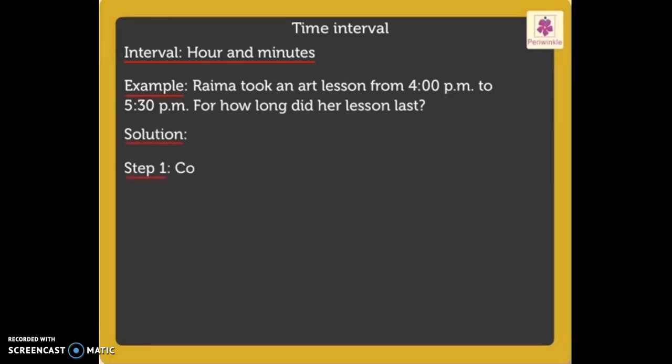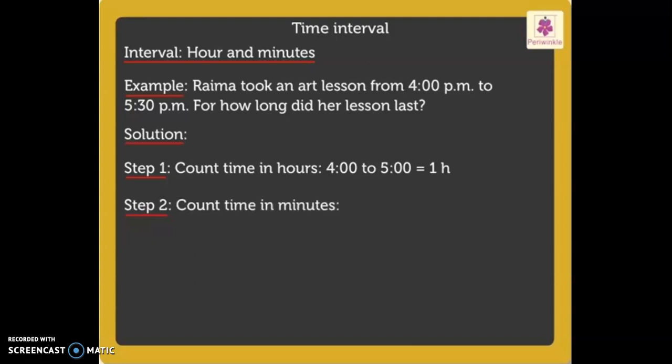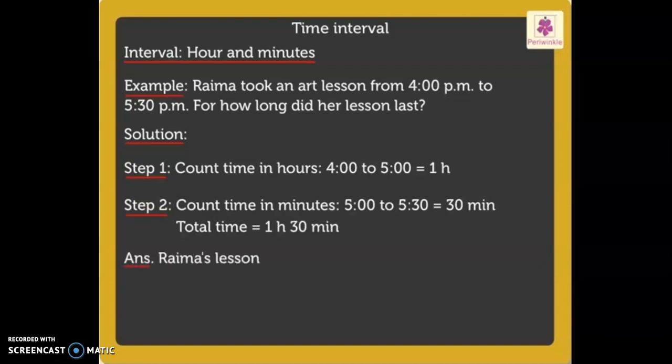Step 1. Count time in hours. We know that 4 p.m. to 5 p.m. gives 1 hour. Step 2. Count time in minutes. Here, on counting the minutes from 5 p.m. to the ending time 5:30 p.m., we get 30 minutes. So here from steps 1 and 2, we get the total time as 1 hour 30 minutes. Thus we say Rema's lesson lasted for 1 hour 30 minutes.